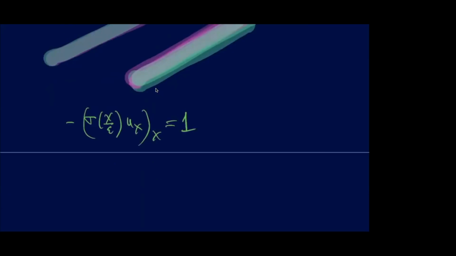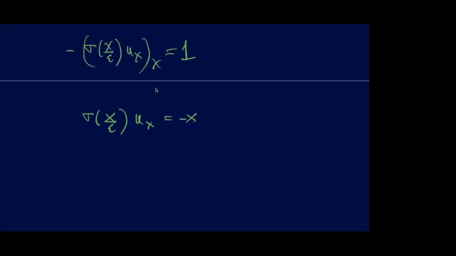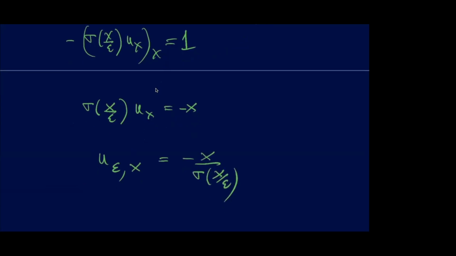So I integrate this equation once, and then basically what I see is this. Because I integrate once, the derivative in x goes away. Sorry, I get a minus sign, which I put on the other side. I integrate 1 and I get x. So then I get that u, which of course depends on epsilon, is such that u_epsilon x is minus x divided by sigma of x over epsilon. And then you say, oh, now I have to pass to the limit here.